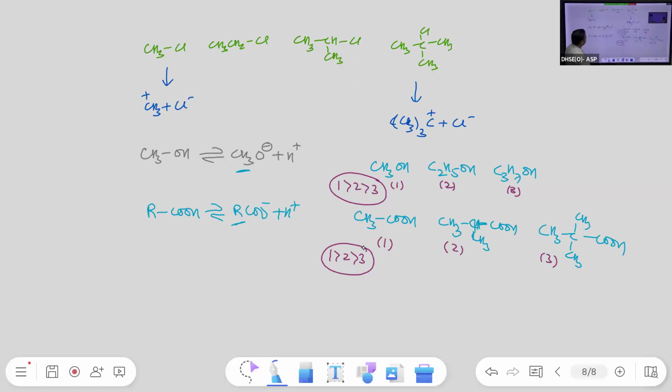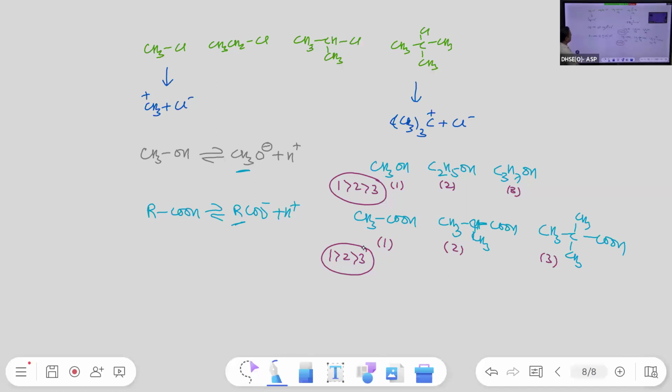I think all of you got the answer. Now more the plus I power, lesser is the acid strength of carboxylic acid or alcohol. Note it down. Okay, all of you got this.